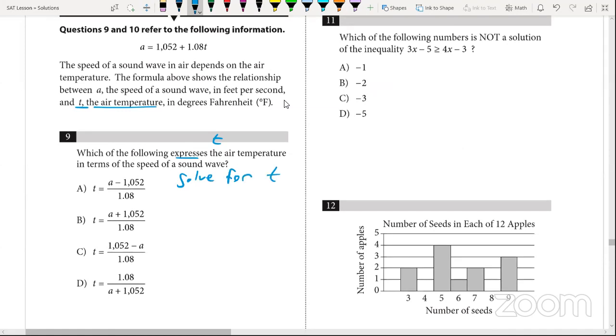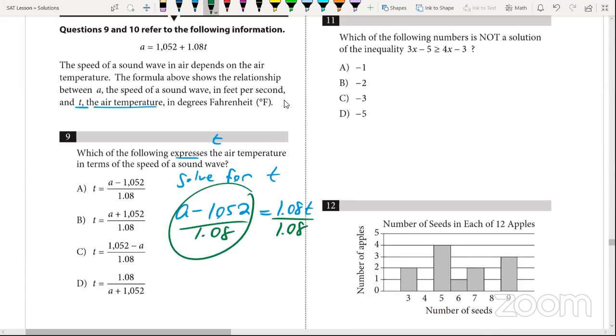So what's the first thing we could do to solve for T? We could take away 1052 from both sides. So A minus 1052 equals 1.08 T. And now we just need to get T by itself. So we can divide by 1.08. And we'll get T equals A minus 1052 over 1.08. So the answer to number 9 is A.